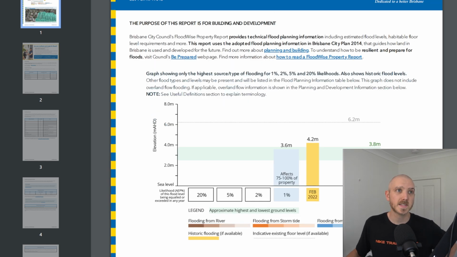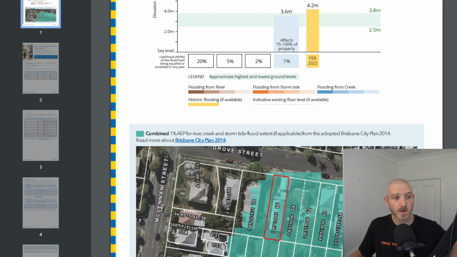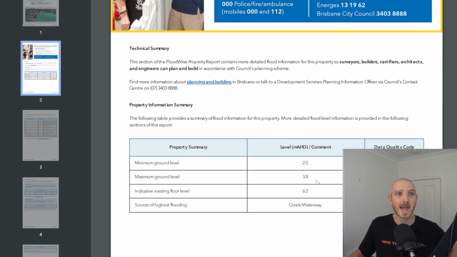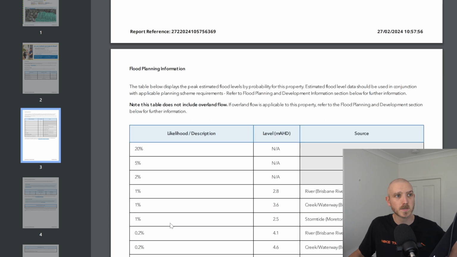So you can see over to the left here that the height of the 2022 floods in February were 4.2 meters, and that the percentage likelihood of flooding on this property is around 1% and affects 75 to 100% of the property that's on the map. To be perfectly honest, the rest of this information is more of a rehash around ground levels and the types of flooding and the percentage likelihoods as well.